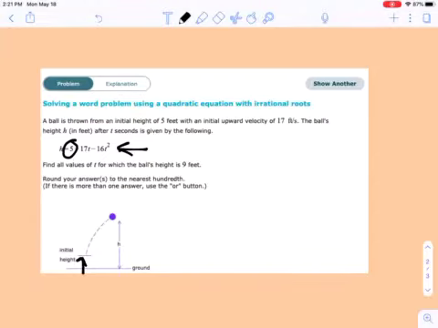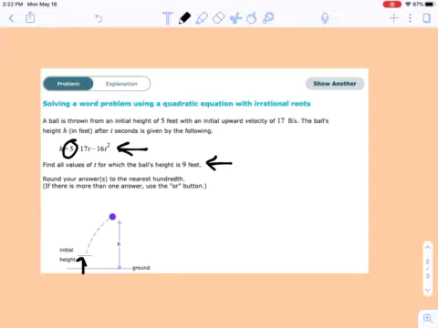And why is that? Well, obviously the person who's releasing the ball must be somewhere between 4, 5, 6 feet tall and is releasing it when the ball is 5 feet off the ground. For me, that would be about shoulder height. For some of you, that would be near the top of your head. All right, so that's what this means. And they ask us to find all values of t for which the ball's height is 9 feet.